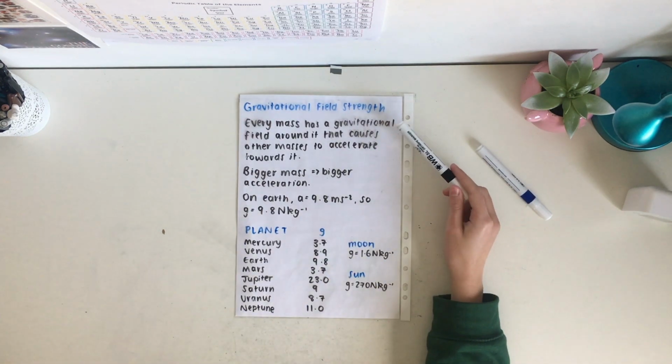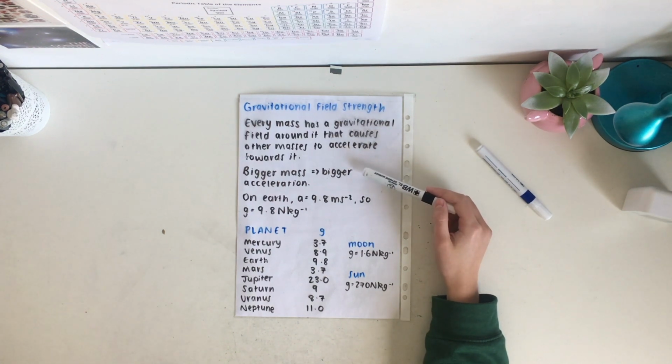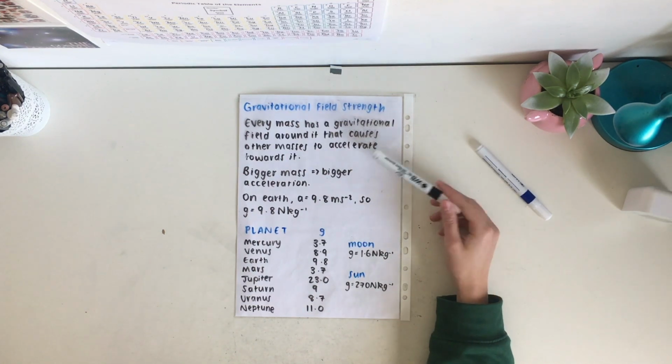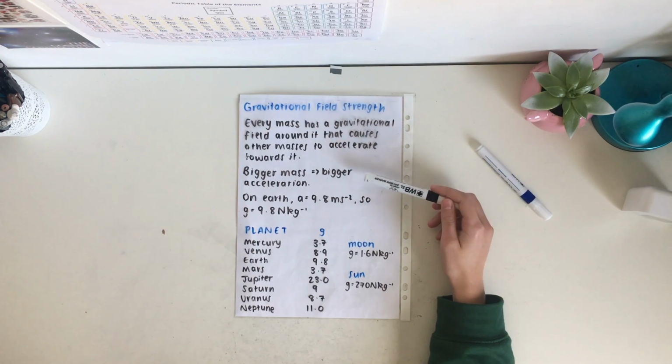Every mass or object has a gravitational field around it that causes other masses to accelerate towards it. A bigger mass causes a bigger acceleration, so smaller objects like a person or an apple don't cause any noticeable acceleration at all. It's only bigger masses like planets, moons, or stars that cause these noticeable gravitational fields.